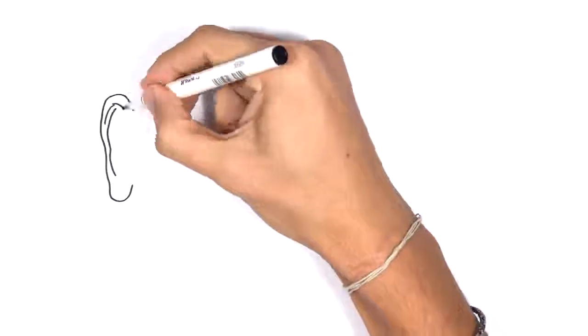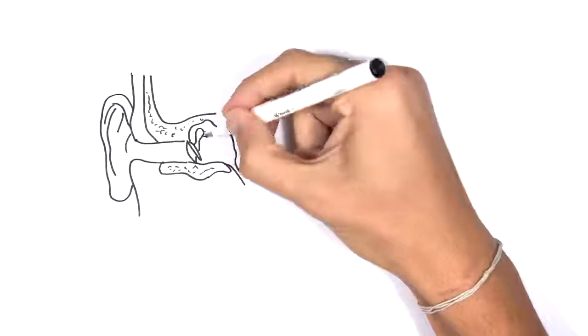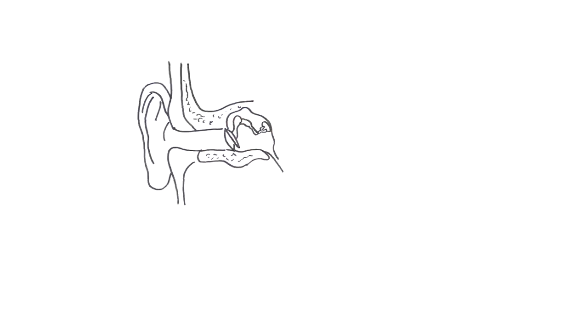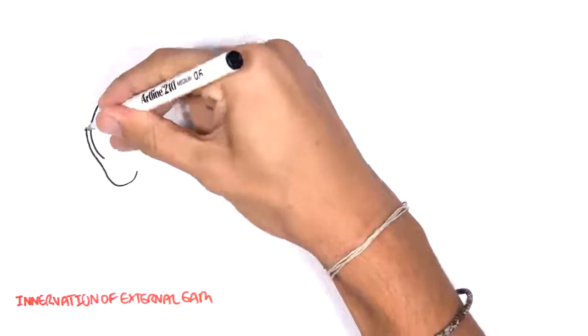In this video, we will learn about the external and middle ear. So here is the ear. We can see the external, middle, and inner ear. Let us learn about the innervation of the external ear first.